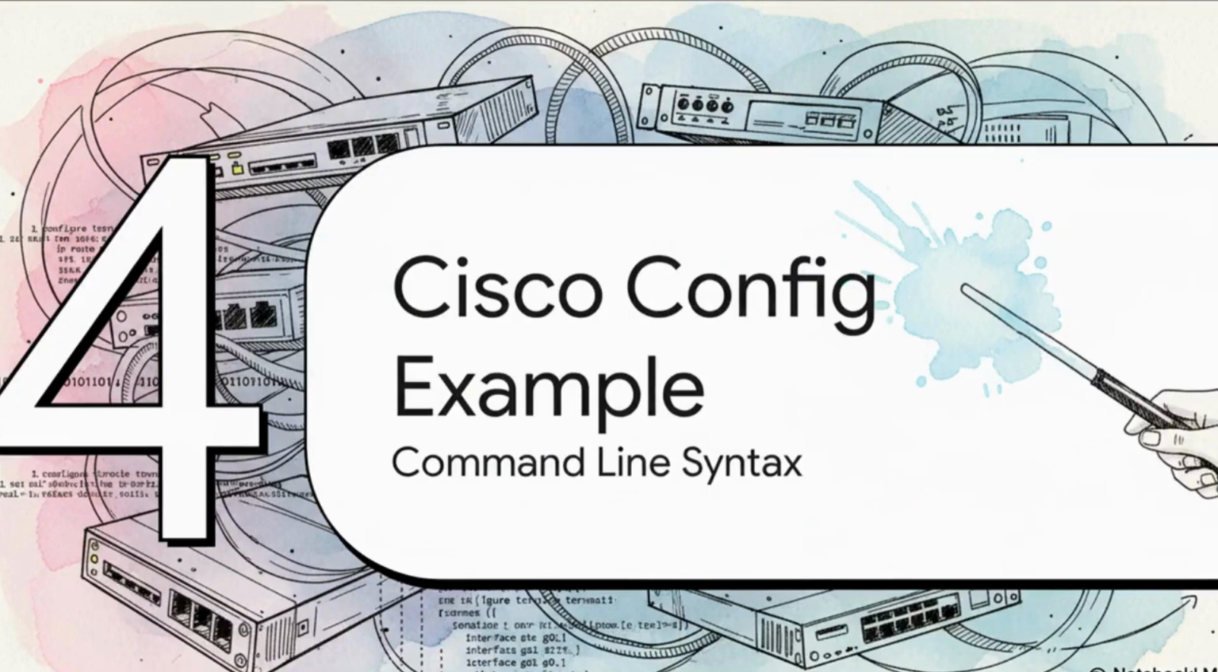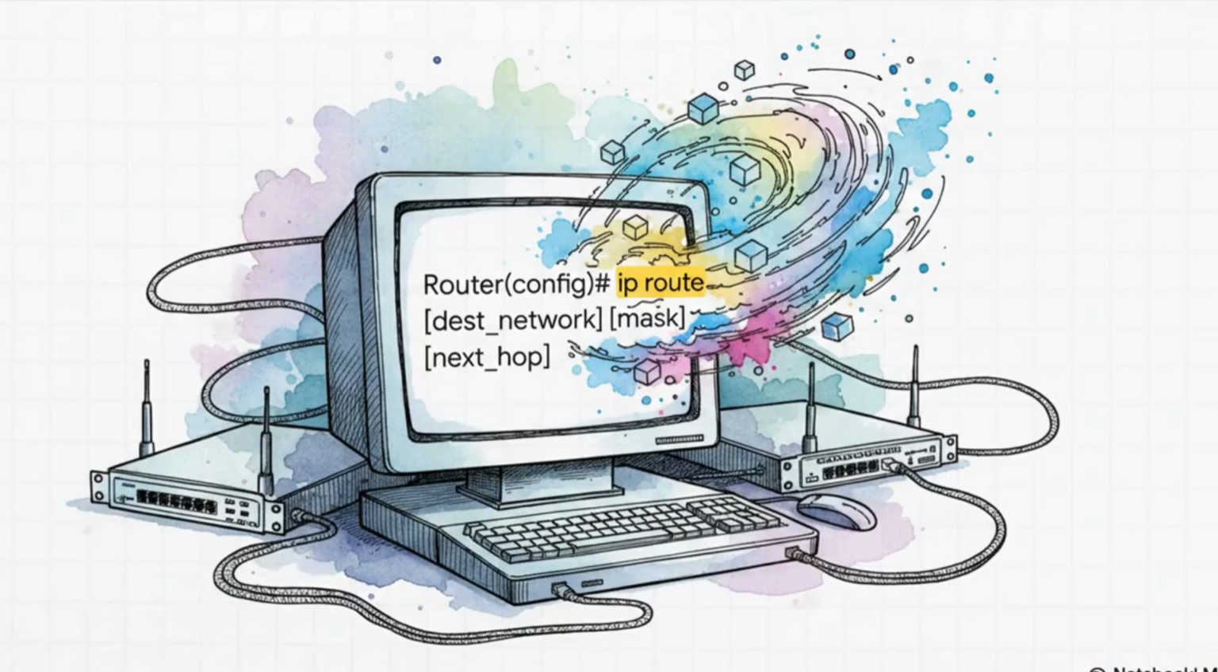Let's see this in action with Section 4, a Cisco configuration example. This is where we pivot from abstract networking concepts to the physical reality of the command line. This is where the magic actually happens. What's really interesting here is just the sheer elegance of the syntax on a Cisco IOS device.